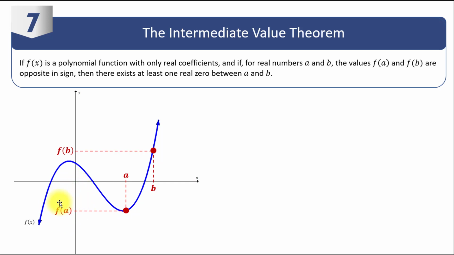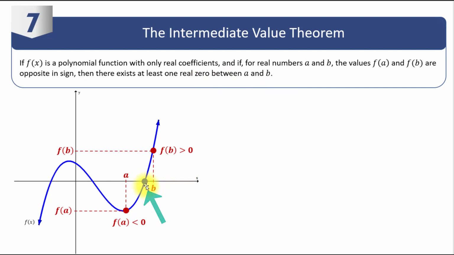So that means that it's a negative function value. And the function value f of b is located above the x-axis. It means it's positive. And now let's reread this part of the theorem. It says that if for real numbers a and b, the values f of a and f of b are opposite in sign, and that's what we observe here, negative versus positive, then there exists at least one real zero between a and b. So between a and b, there should be at least one real zero function.